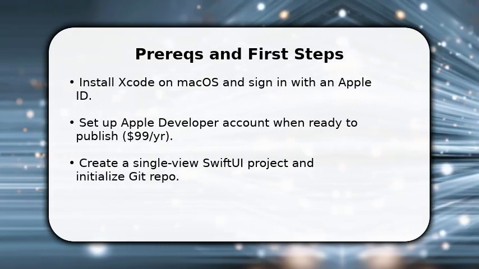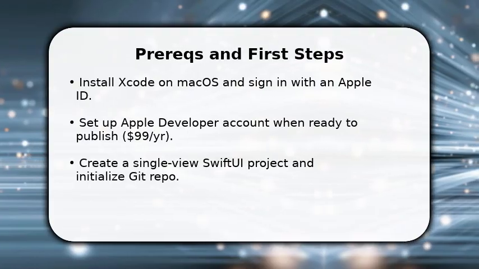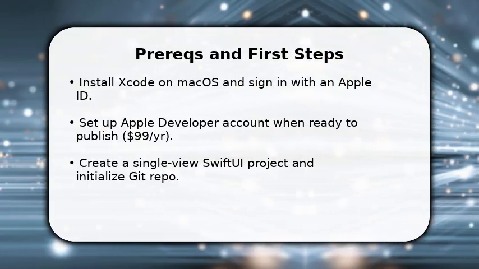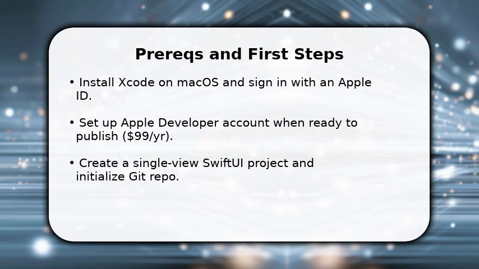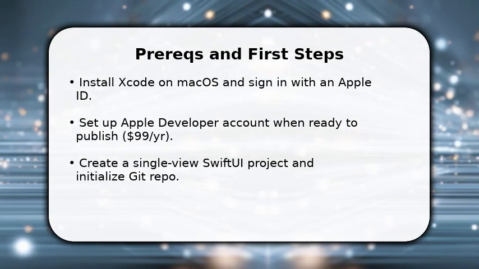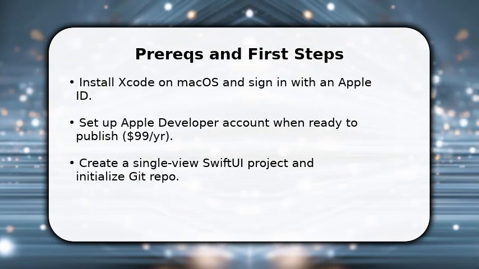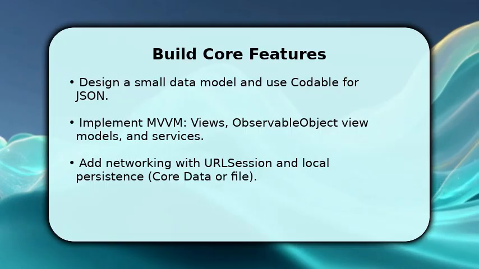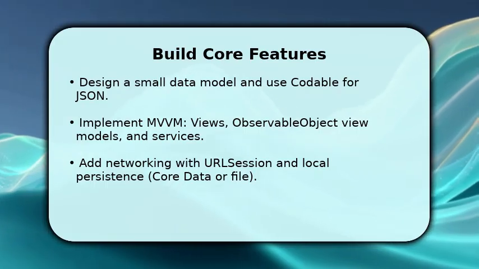The why? This setup saves hours by enabling live previews, version control, and a path to device testing and eventual App Store distribution. Once your project exists, focus on core features. Define a compact data model and make it codable so you can parse JSON cleanly.